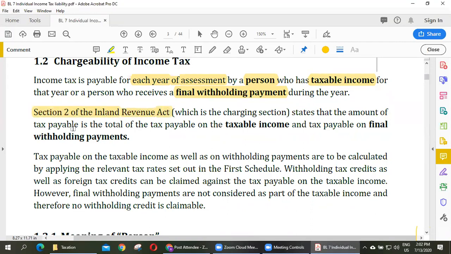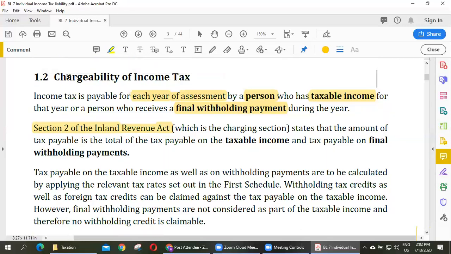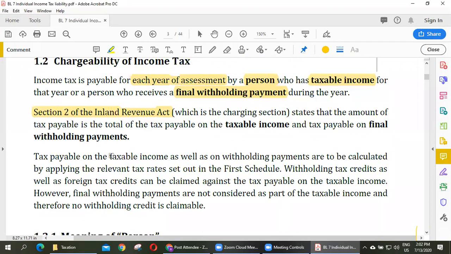In the Act, there are a lot of sections. Among those, Section 2 explains the chargeability of income tax. Section 2 of the Inland Revenue Act, which we normally call the charging section, states that the amount of tax payable is the total of the tax payable on taxable income and the tax payable on withholding tax. So this section explains this.